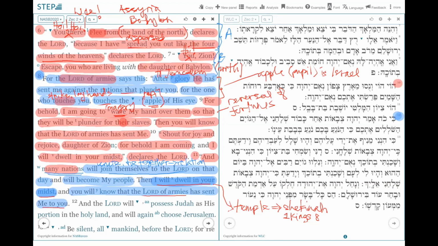And the Lord will possess Judah as his portion in the Holy Land and will again choose Jerusalem. Now, let me just break this down again. This is verse 16, right here. So, what does it mean to possess? This idea here is that God will take Judah as heritage.